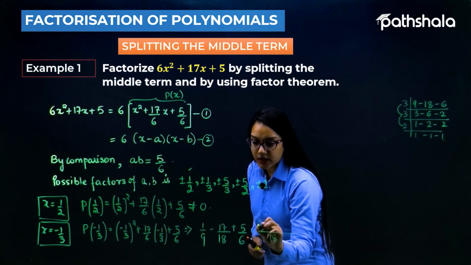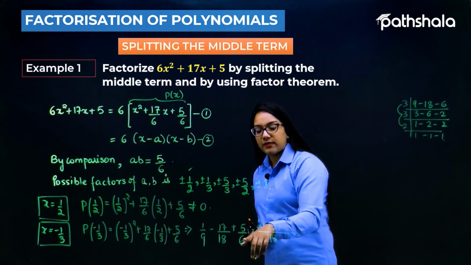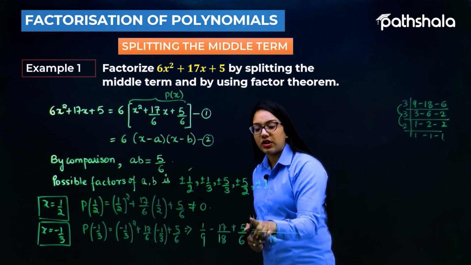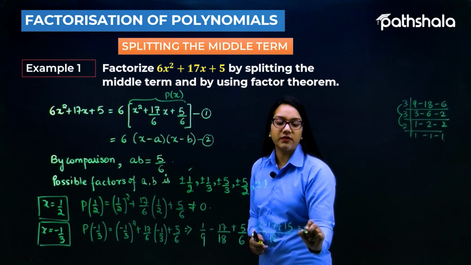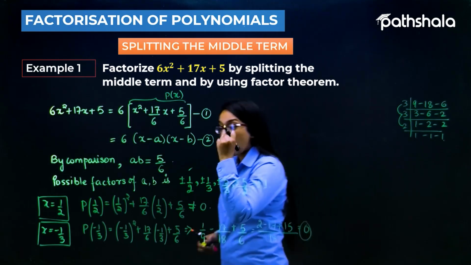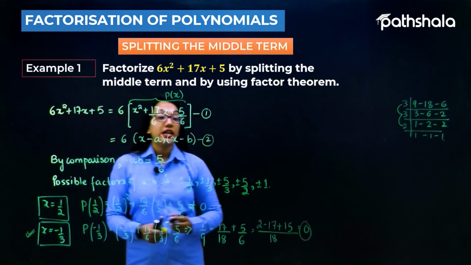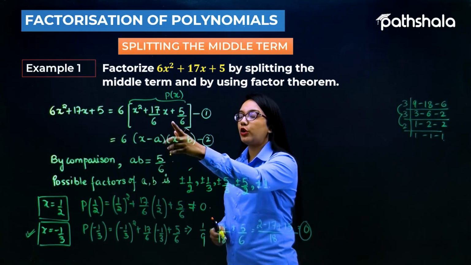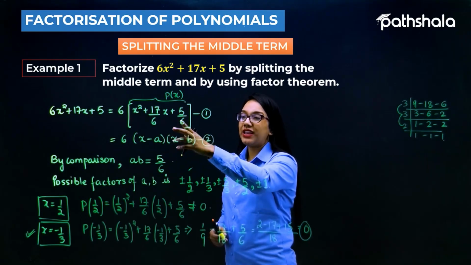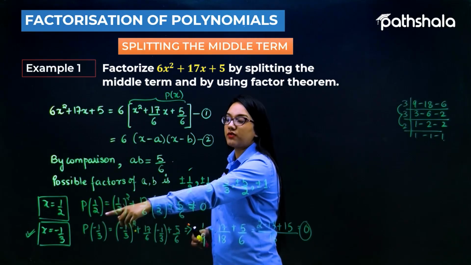So at the end what we are getting is 2 minus 17 plus 5. We have 6, 6 into 3 is 18, so 3 into 5 is 15. Obviously, we are getting the answer as 17 minus 17, which is equal to 0. So, hence, we have deduced that x equal to minus 1 by 3 is a factor of this polynomial. It means that we can express this polynomial in terms of x equal to minus 1 by 3.